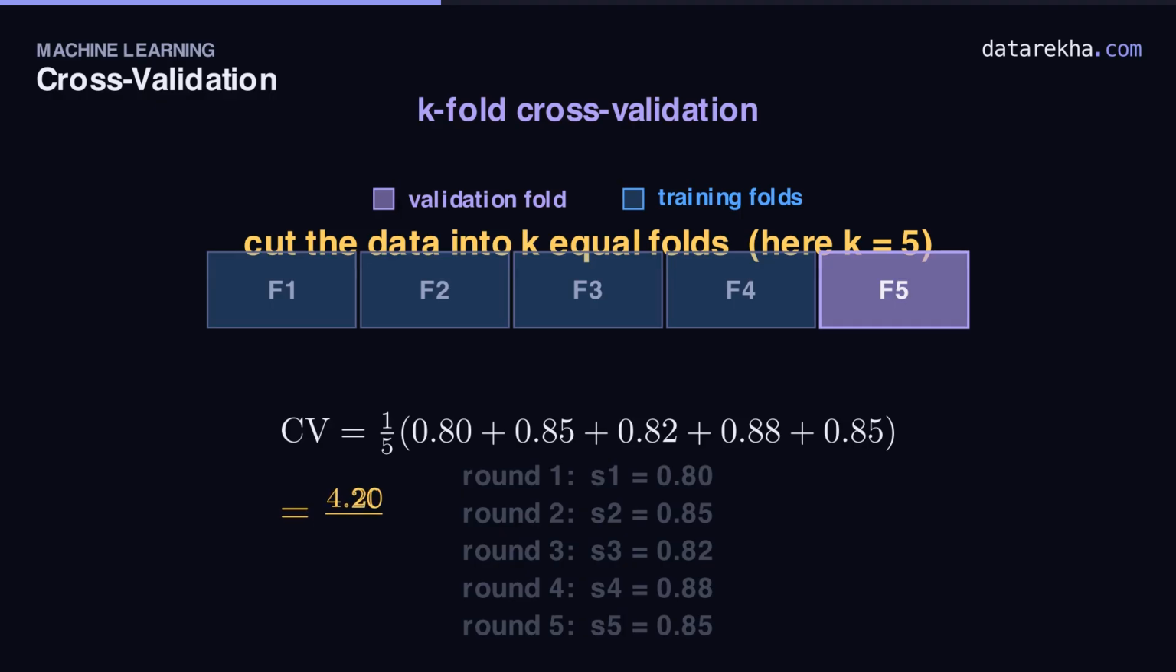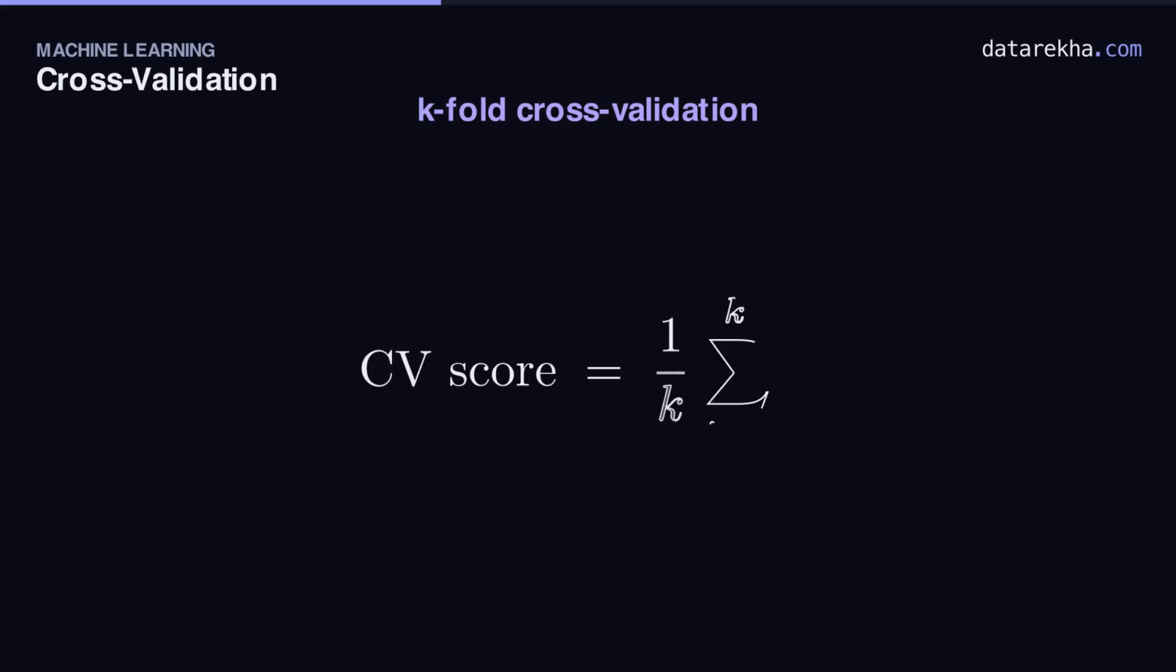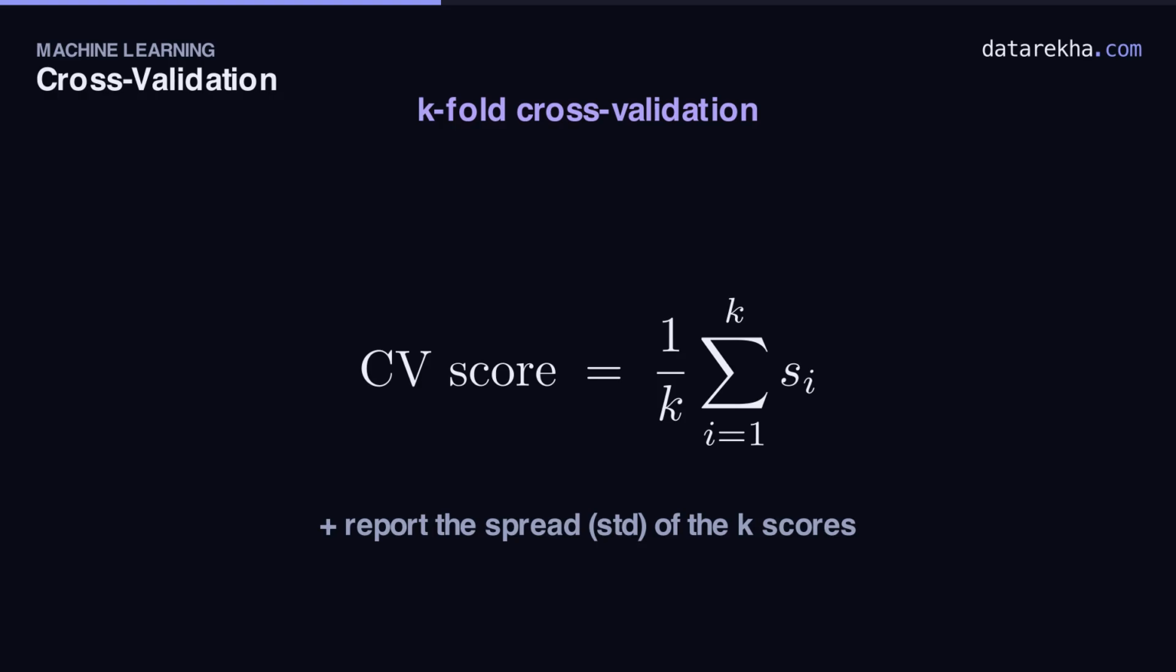The cross-validation estimate is simply their average. Add them. 0.80 plus 0.85 plus 0.82 plus 0.88 plus 0.85 is 4.20. Divide by 5 and we get 0.84. That one number, steadier than any single split, is our verdict on the model. In symbols, for k folds, the cross-validation score is 1 over k times the sum of the k fold scores, just the mean. People also report the spread of those scores, the standard deviation, as a measure of how stable the estimate is.